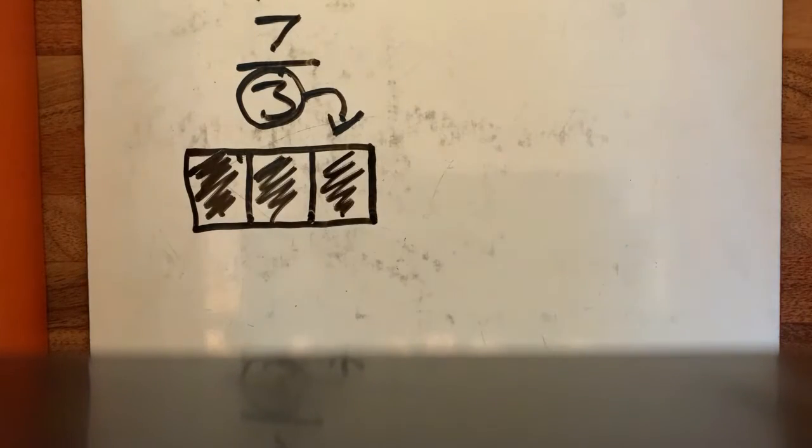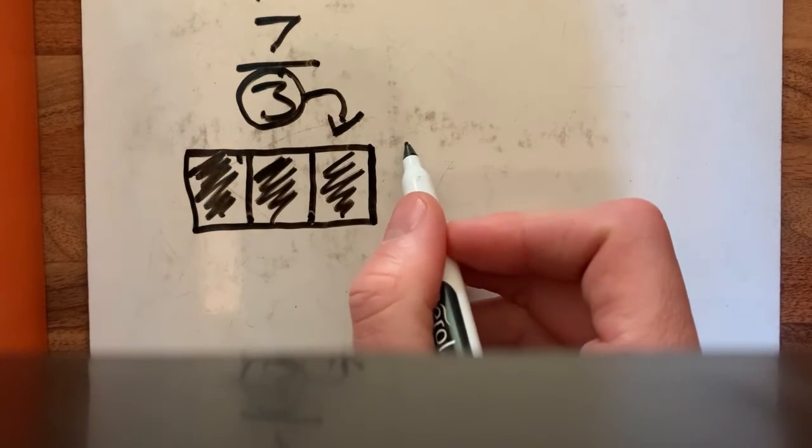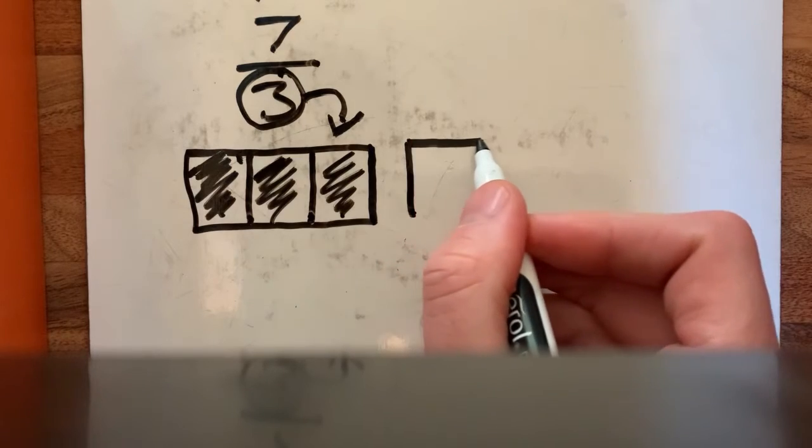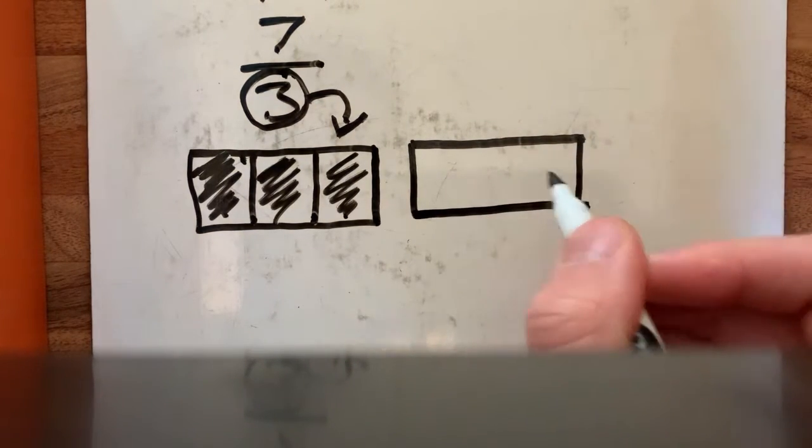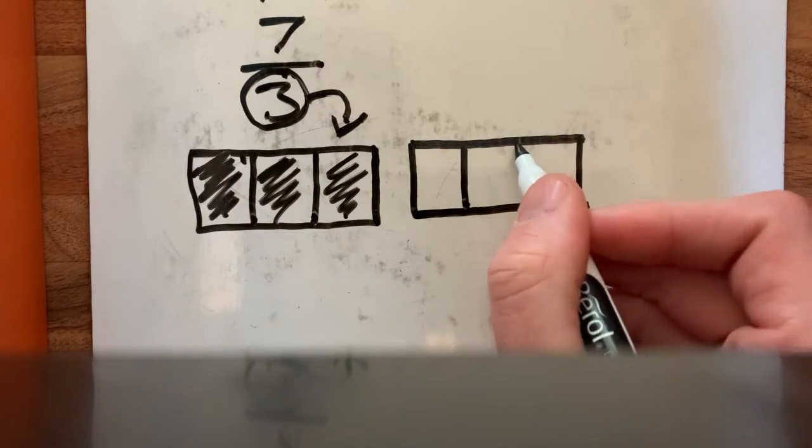Now, obviously we've got more than a whole this time, so we need to draw another whole, and again break it into 3 equal parts.